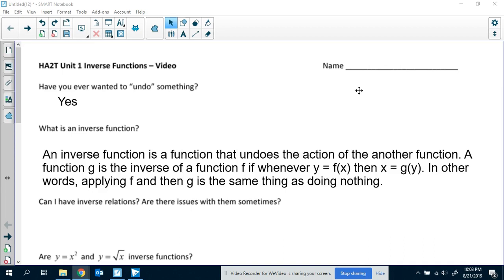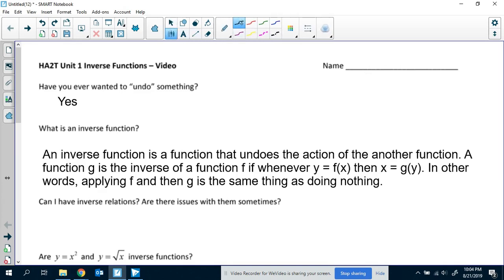An inverse function is a function that undoes the action of another function. So if we say g is the inverse of f, that's true whenever y equals f of x. If we have y equals f of x, then x has to equal g of y.